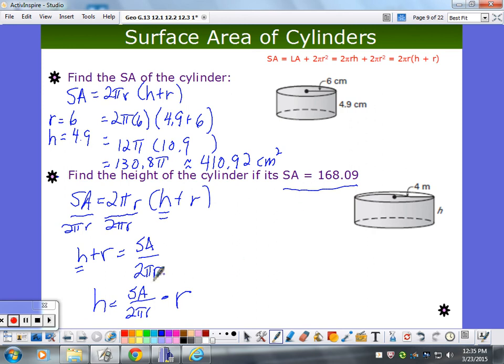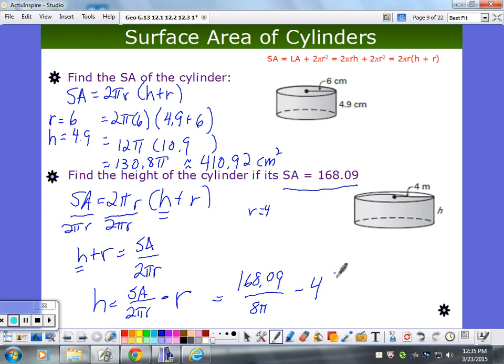Now it's a matter of, again, I'm trying to find h, so let's plug in. Surface area, 168.09 over 2 pi r. Well, 2 times r, let's just do that. What's my r? 4? So that means 2r is 8. So this is over 8 pi minus my radius of 4. Okay?